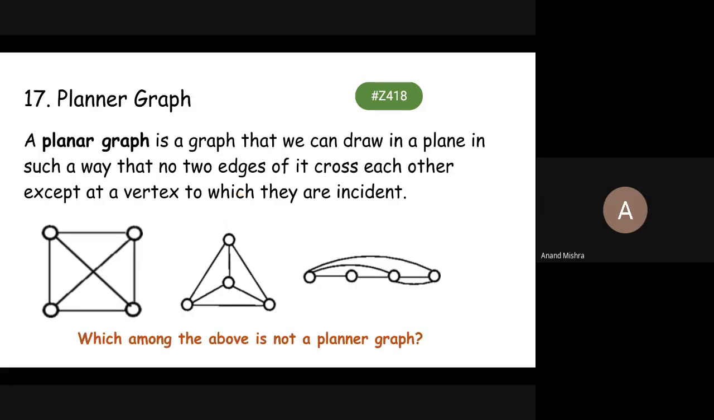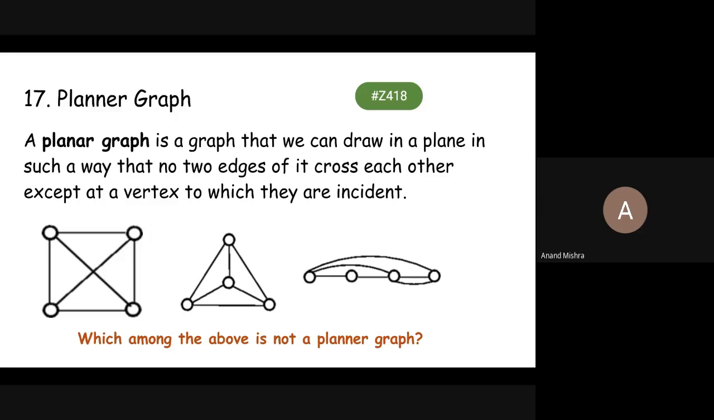Another interesting thing is a planar graph, right? So what is a planar graph? A planar graph is a graph that you can draw in a plane, so that you can draw on your paper with pen, in such a way that no two edges cross each other except at a vertex to which they are incident. Right? So the edges should not cross each other. And if you can draw any graph in such a way, that graph is called a planar graph.